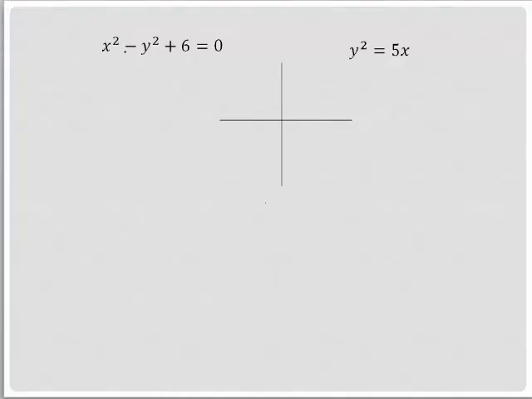So this is going to be y squared equals x squared plus 6. And that means we're going to have that square root again. And this time I'm going to write them both out for you.